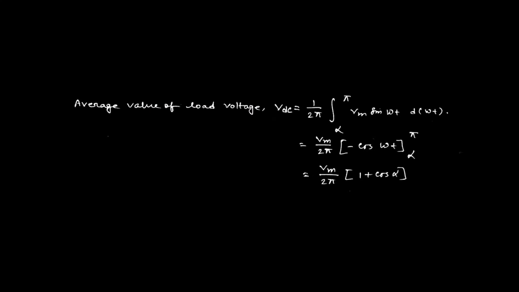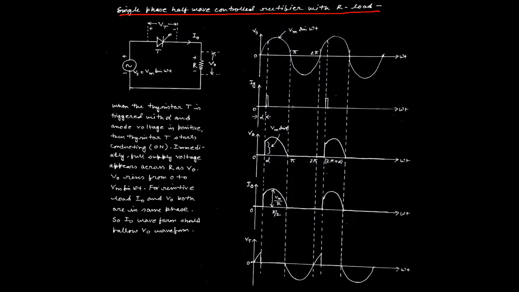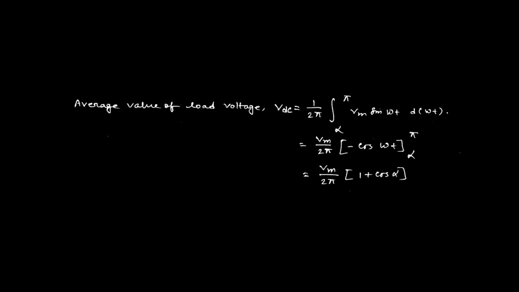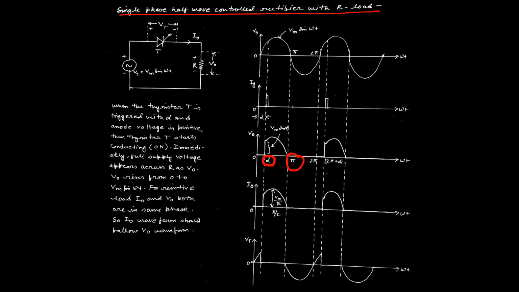So from the waveform, first go to the waveform. In this case it is easily found that the output voltage is confined between the region alpha and pi. So whenever we express the average value, the average of AC will give you DC, that means VDC should be equal to 1 by pi. Why? Because in this waveform, a complete cycle is from 0 to 2 pi, and the number of peaks in the output voltage is 1.